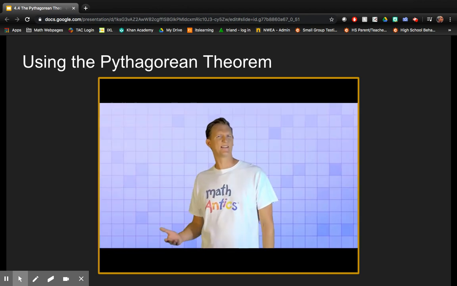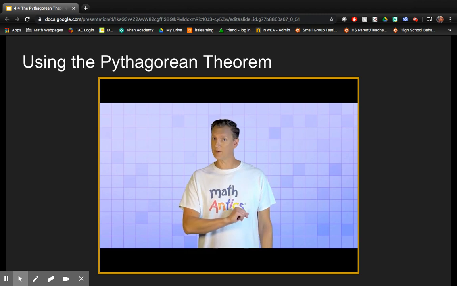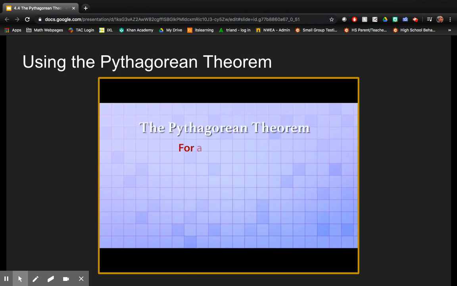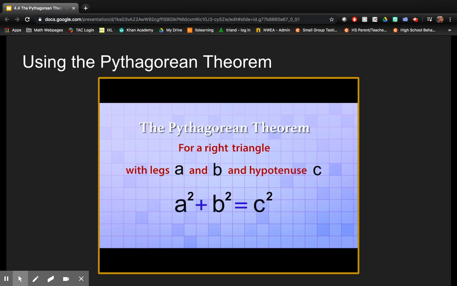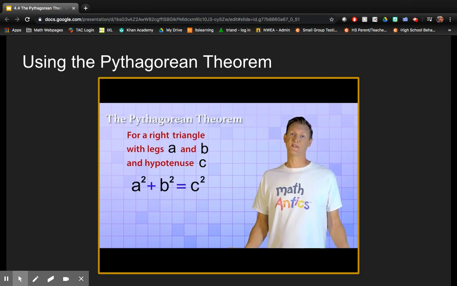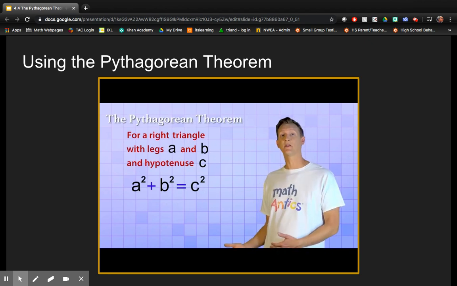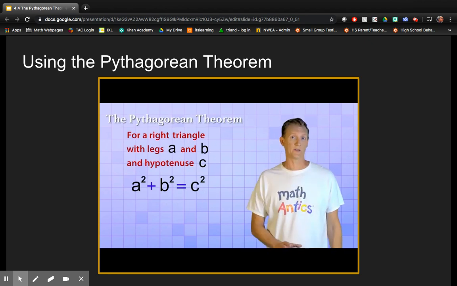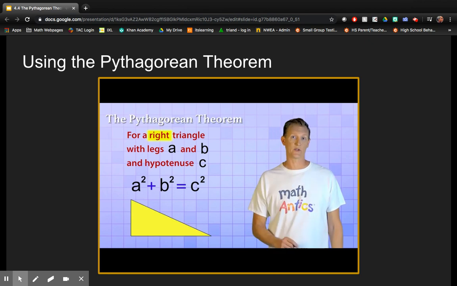The theorem can be stated in several different ways, but the one we like best goes like this. For a right triangle with legs a and b and hypotenuse c, a squared plus b squared equals c squared. As you can see from this definition, the Pythagorean theorem doesn't apply to all triangles. It only applies to right triangles.